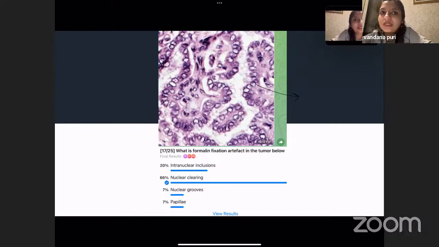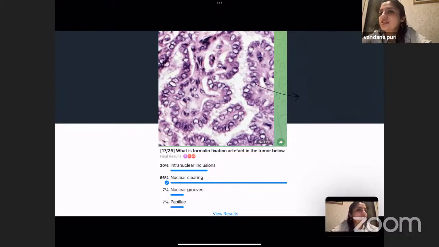So those who have listened to me earlier also, so this is your formalin fixation artifact. It occurs because of formalin, and that is why this is one artifact which will be seen only on biopsy or excision specimen. So this change will not be seen in FNAC. That's another question that they can ask you. So this change will never be seen on FNAC. So remember, this nuclear clearing is a very typical formalin fixation artifact, and it will not be seen on FNACs.